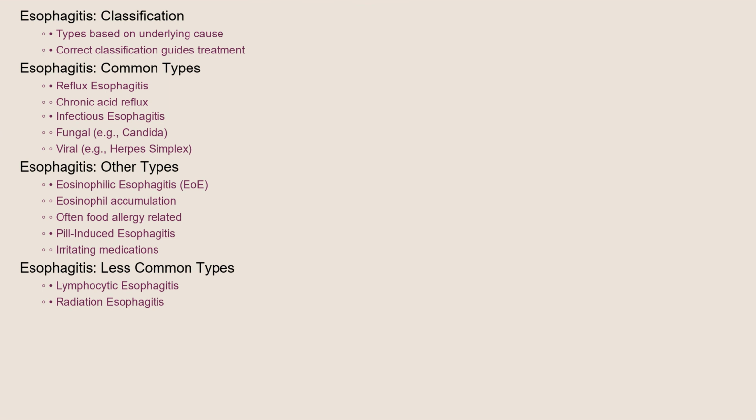Reflux esophagitis, as the name suggests, is caused by chronic acid reflux. Infectious esophagitis results from infections, commonly fungal infections like Candida, or viral infections like herpes simplex virus. Eosinophilic esophagitis, or EoE, is characterized by an accumulation of eosinophils, a type of white blood cell, in the esophagus, often triggered by food allergies. Pill-induced esophagitis is caused by certain medications that irritate the esophageal lining. Less common types include lymphocytic esophagitis and radiation esophagitis. Correct classification is important because it guides the treatment approach.